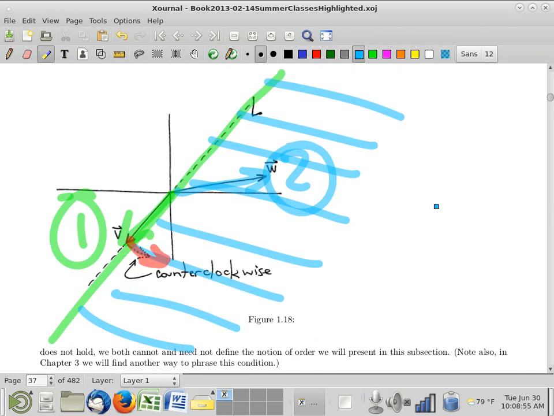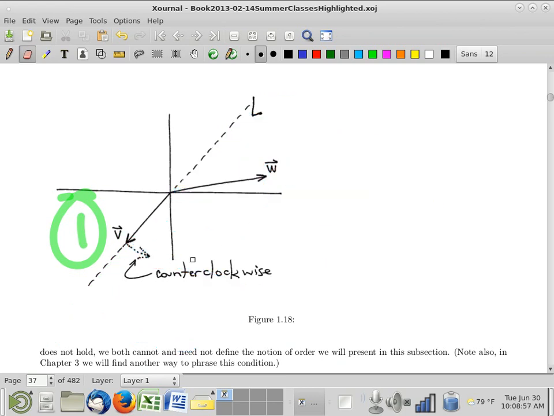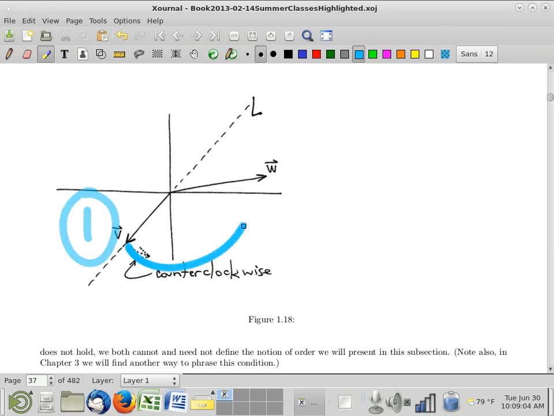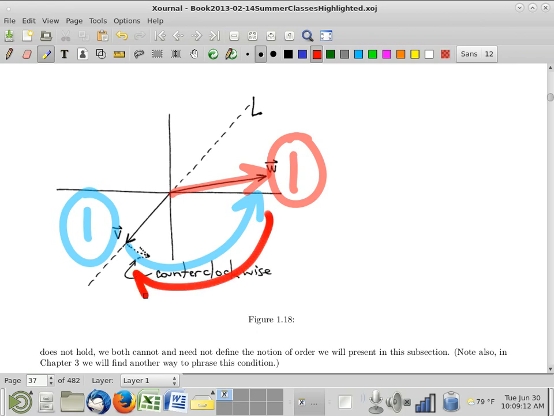Here's sort of an example. So v comma w, we just argued, with v first, it's counterclockwise to get to w. But if you were to put w first, it would be clockwise to get to v. Right? So v comma w and w comma v are always opposite orders. If one's clockwise, the other's counterclockwise. If the first one's counterclockwise, the other's clockwise, etc.